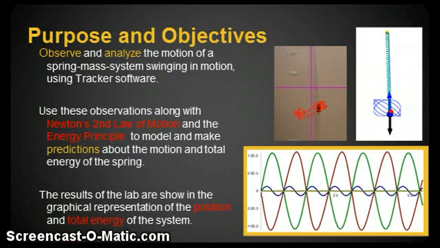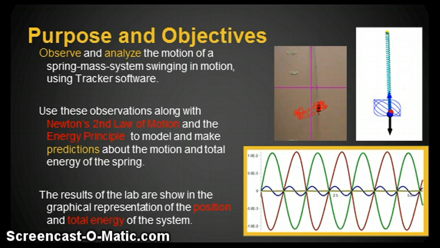The purpose of this lab was to examine a spring mass system swinging in motion. Using Newton's second law of motion and the energy principle, both the motion and the total energy of the spring were predicted in a computational model. The results of the lab are shown in the graphical representation of the motion and the total energy of the system.